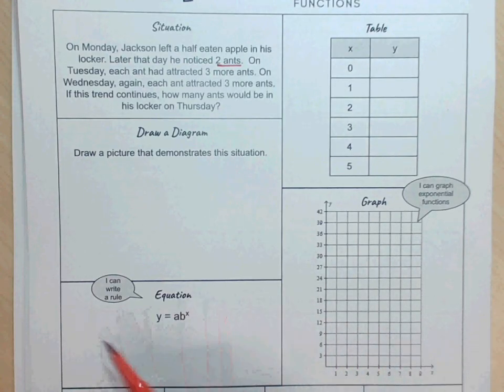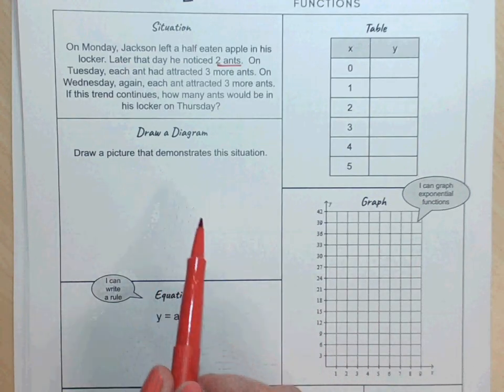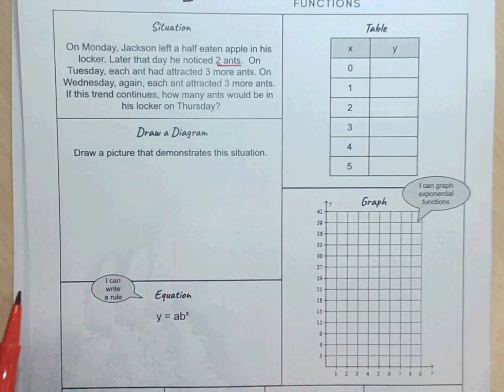On Wednesday, again, each ant attracted 3 more ants. If this trend continues, how many ants would be in his locker on Thursday? So, to draw a picture, hit pause and try to draw a picture.